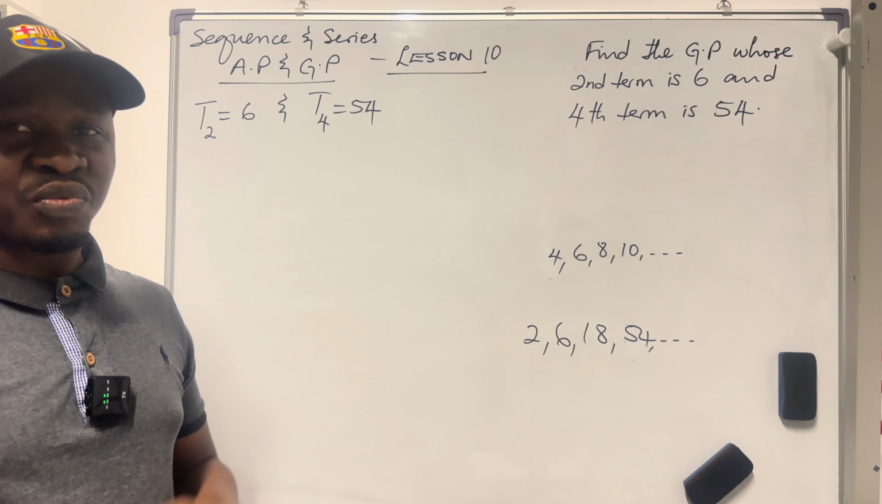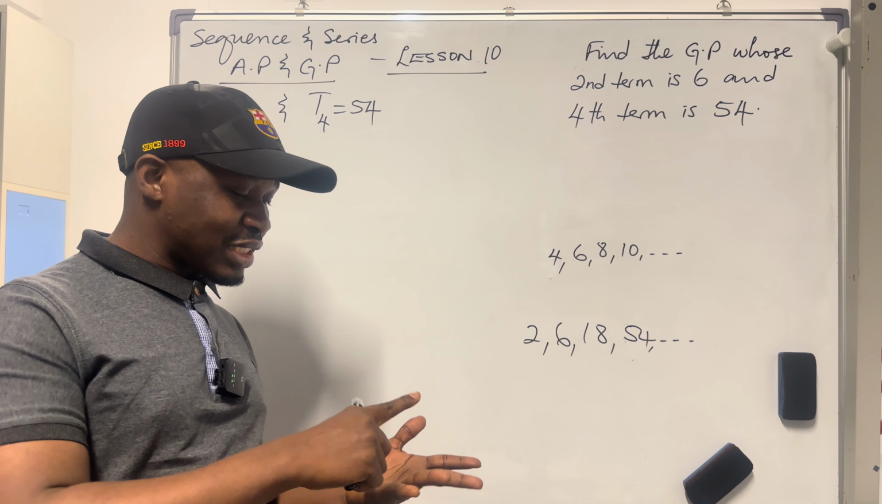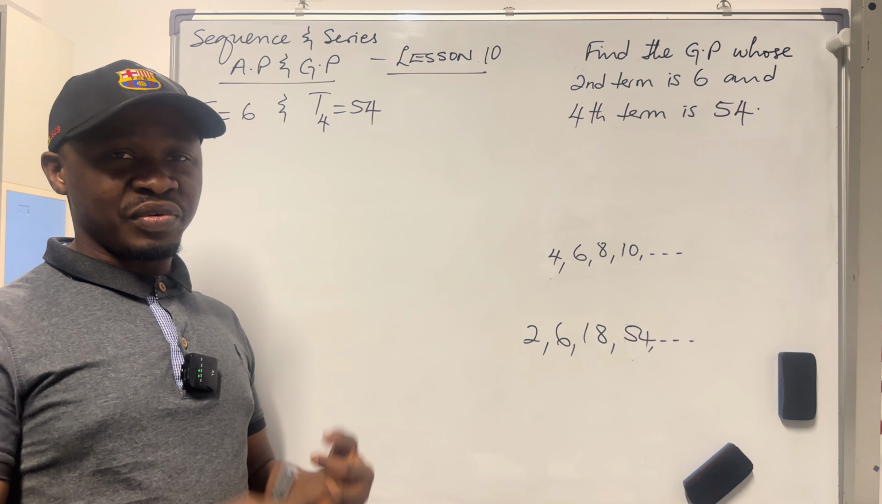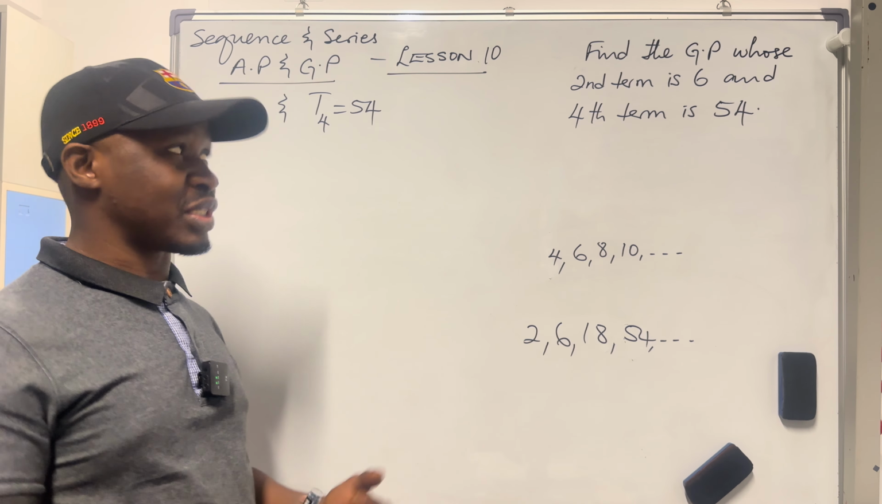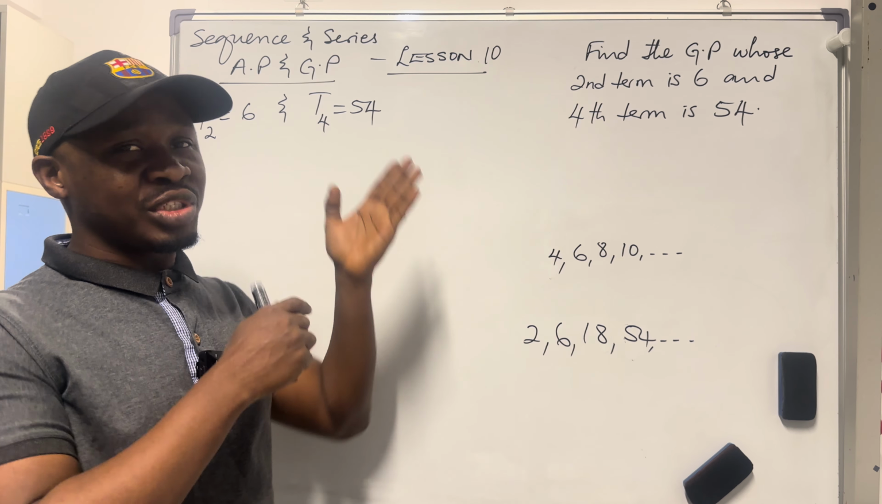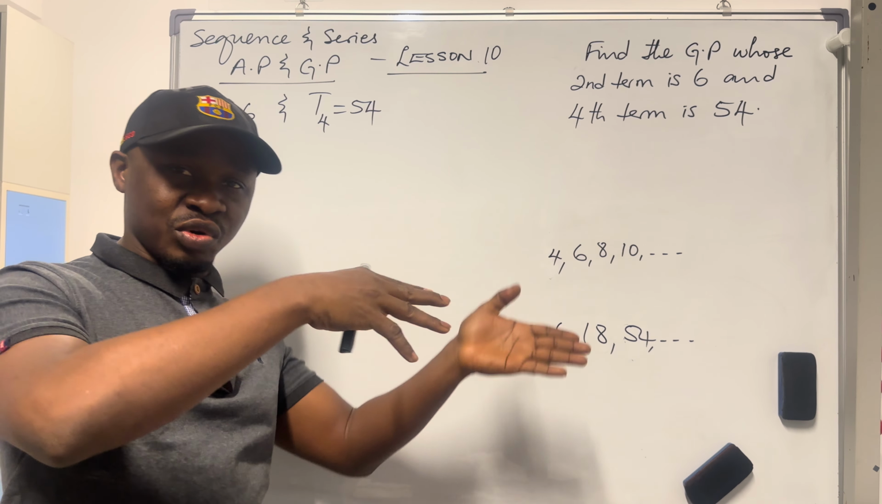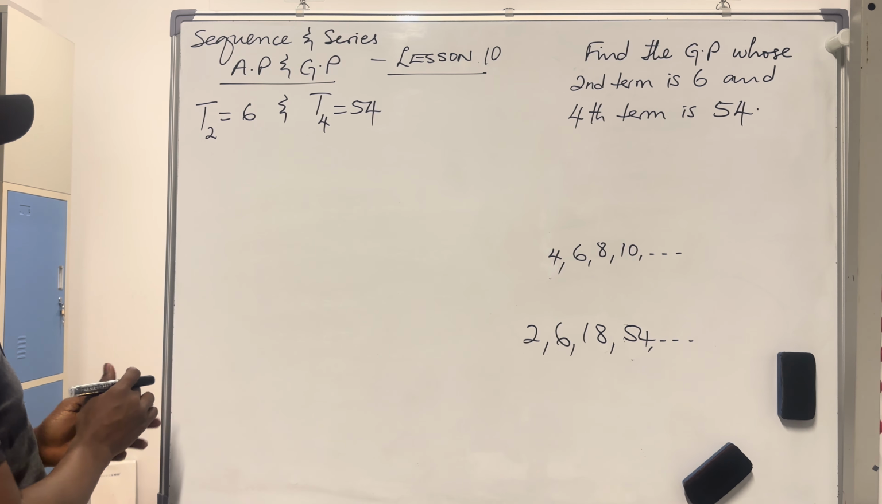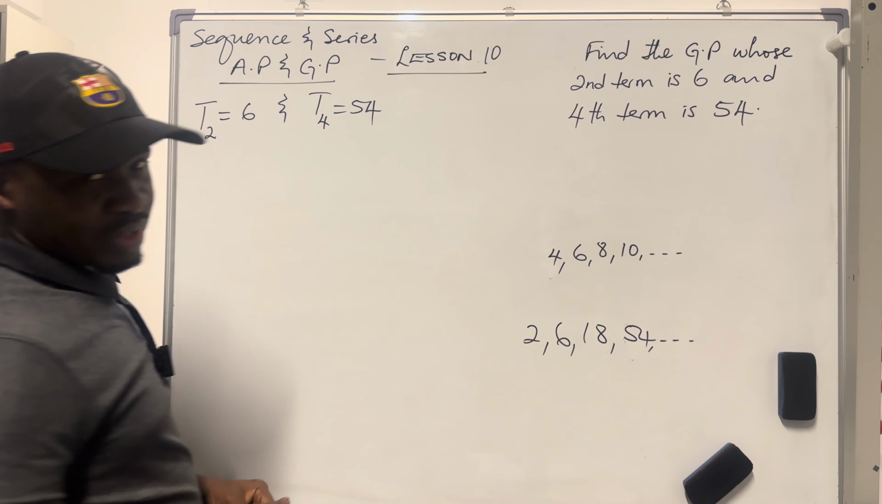So if the question says find the GP, it means you need at least the first, second, and third term. If you think you have more energy, you can find more terms, but a minimum of 3 terms. So we need first term, second term, third term, and so on. But we are told that the second term is 6 and the fourth term is 54.